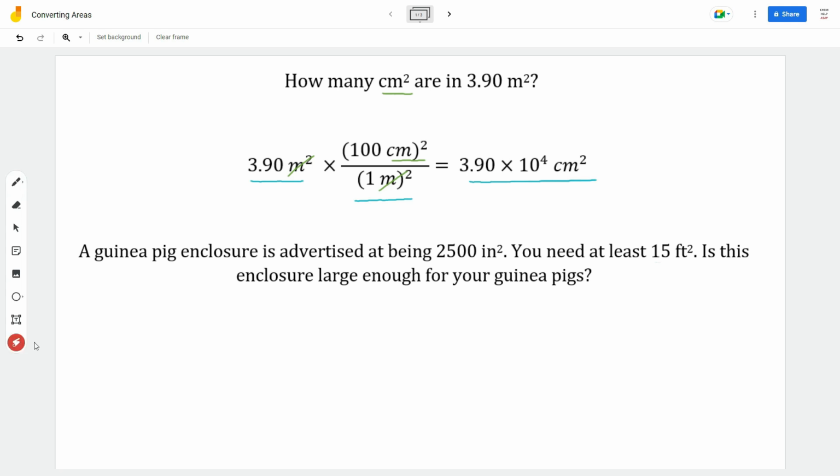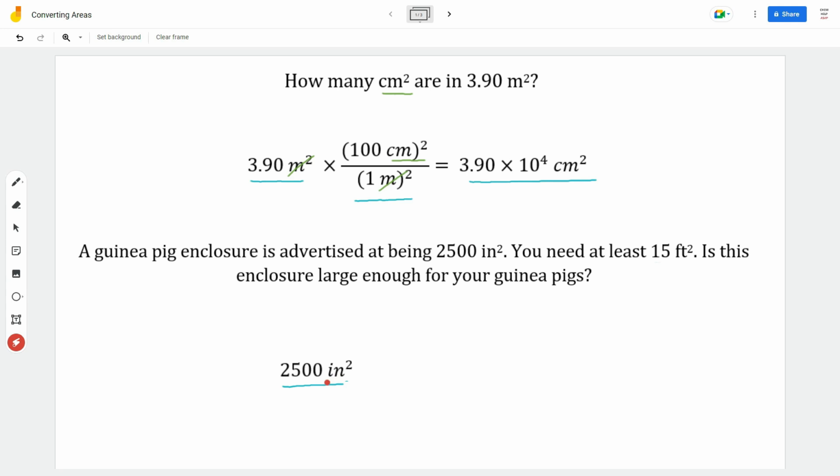Let's do another problem. A guinea pig enclosure is advertised at being 2,500 inches squared. You need at least 15 feet squared. Is this enclosure large enough for your guinea pigs? So in this case, we need to convert from inches squared to feet squared. I want to know how many feet squared this enclosure is so I can compare it to my minimum requirement. I'm going to start with what I was given, my 2,500 inches squared.